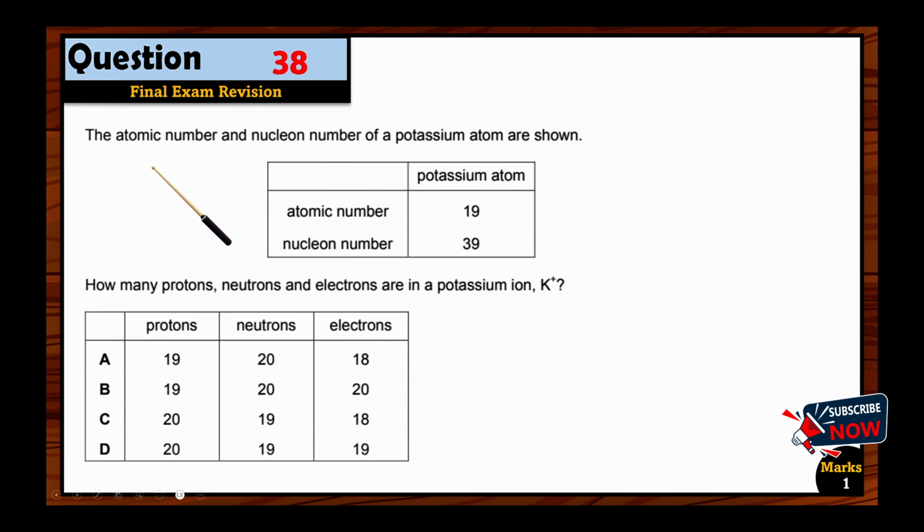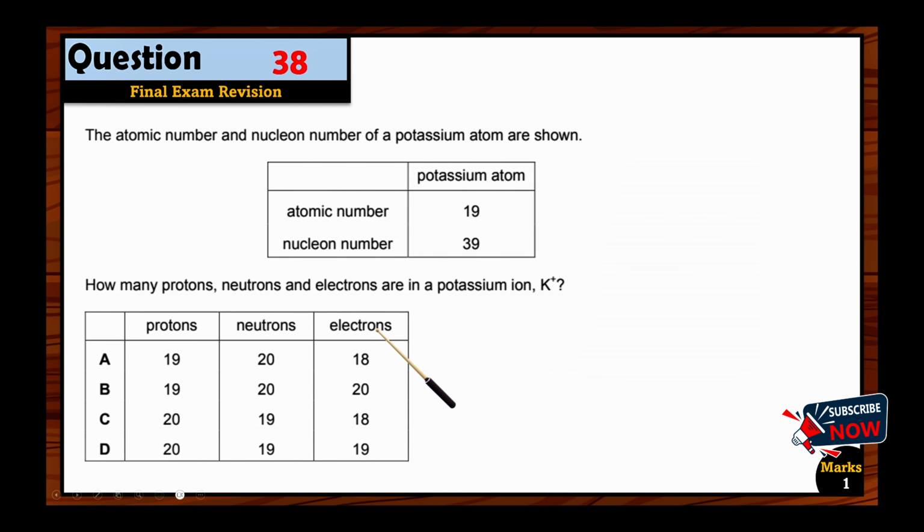Question 38. The atomic number and nucleon number of a potassium atom are shown here. How many protons, neutrons, and electrons are in the potassium ion? If you see the atomic number is 19, what does it mean? It means the proton number will be 19. Can you see any option with a proton number of 19? Yes, A and B. So option A or B is right. Now let's see the neutron numbers. 39 minus 19 is how much? 20. So the neutron number is 20. Option B is still right, so A and B both are right.